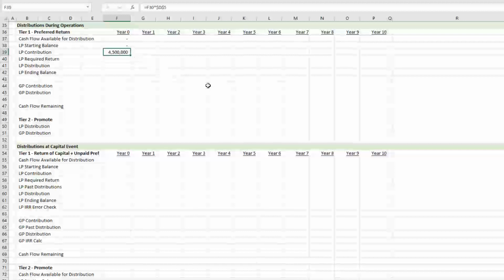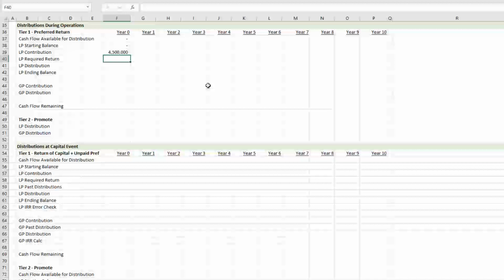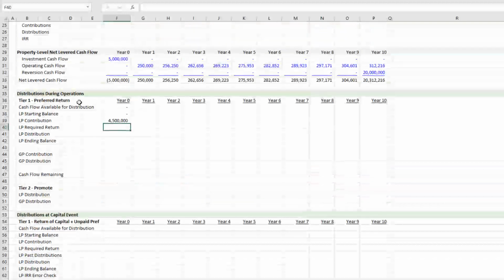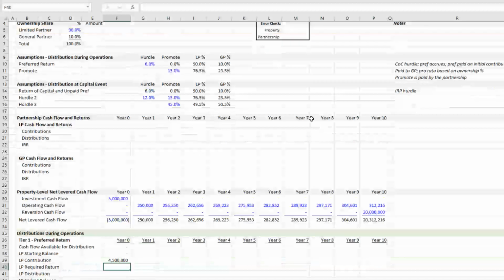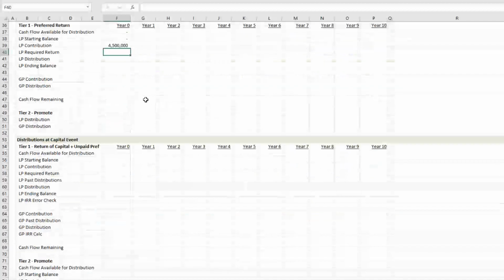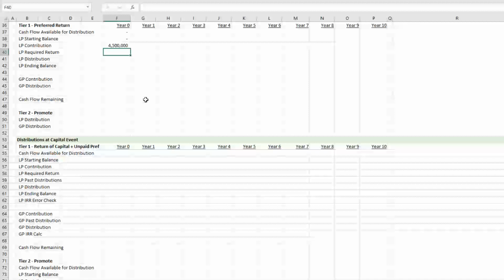and that's $4.5 million. We then have an LP required return. Now, if you recall, the required return, that's the preferred return during operation, is a 6% cash-on-cash hurdle. And it's based on initial contributions. When I say initial contributions, what we're saying is actual contributions to cover investment cash flows or even operating shortfall, but it does not include any accrued preferred return that accrues to the partner's capital account balance.